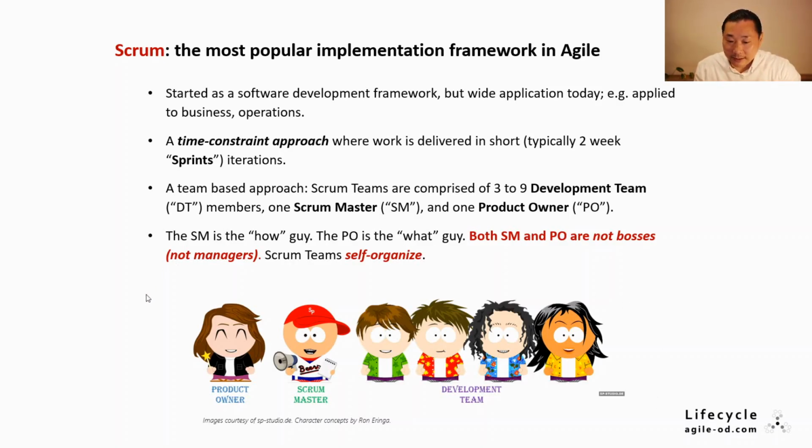Scrum is team-based. In a Scrum team, you have 3 to 9 development team members and 2 servant leaders, the product owner as the what guy, and the Scrum Master as the how guy. Very importantly, the product owner and the Scrum Master are not managers nor bosses. There's no hierarchy in the Scrum team, and everyone self-organizes.